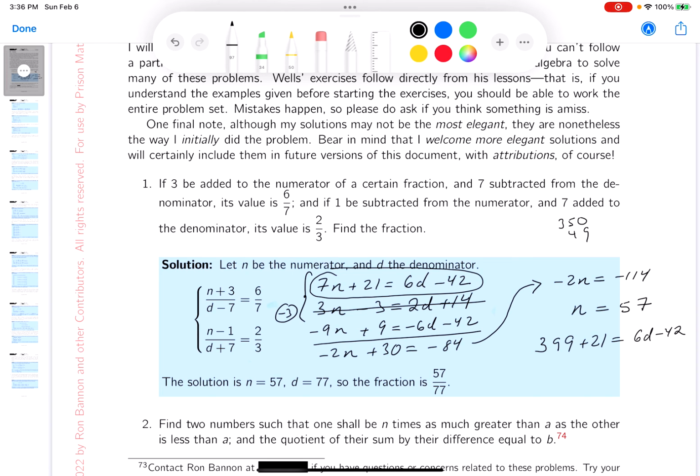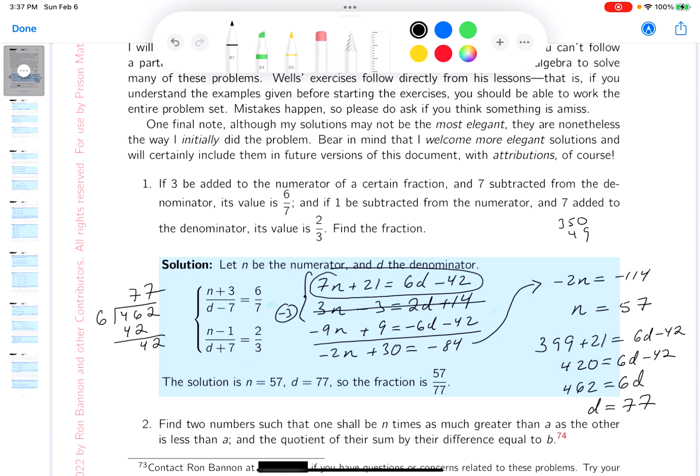All right, let's keep going. What are you going to get over here? Let's take a look. 399 plus 21, that's 420. That equals 6d minus 42. I'm going to add 42 to both sides. You're going to get 462 equals 6d. Well, I'm going to do my arithmetic, and there's many ways to do it, by the way, but I'll just do it as written. It's 6 into 462. Let's see, 7 would give me 42. So what's d? d is 77.